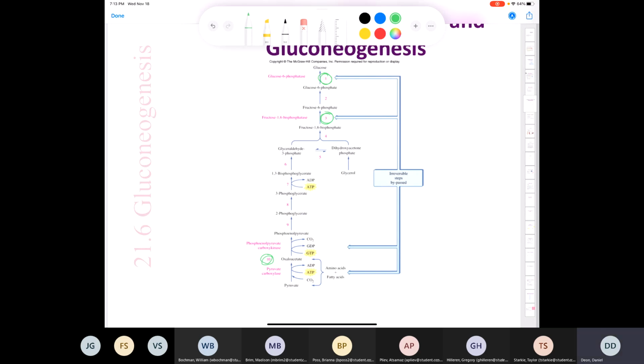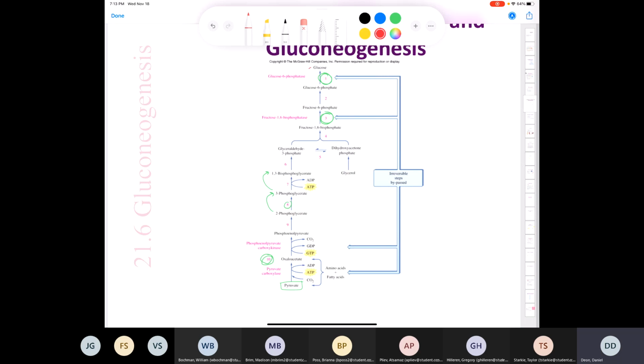If you look at gluconeogenesis, starting with pyruvate, if you look at this step here, we go from 2-phosphoglycerate to 3-phosphoglycerate. That's the exact reverse, right? If we look at this step here, if we go from 3-phosphoglycerate to 1,3-bisphosphoglycerate, that's also the exact reverse. But what I want to point out is that steps 1, 3, and 10 are not the same.